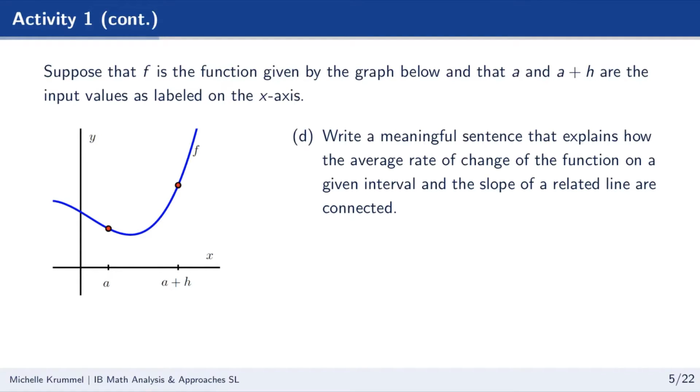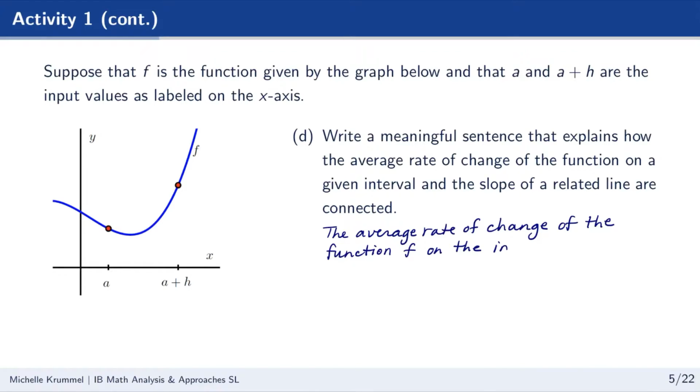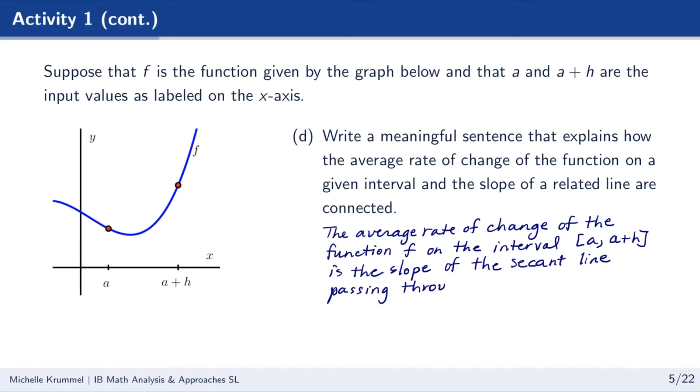The average rate of change of the function f, we should always name our function, on the interval a comma a plus h is the slope of the secant line passing through the endpoints of the interval.